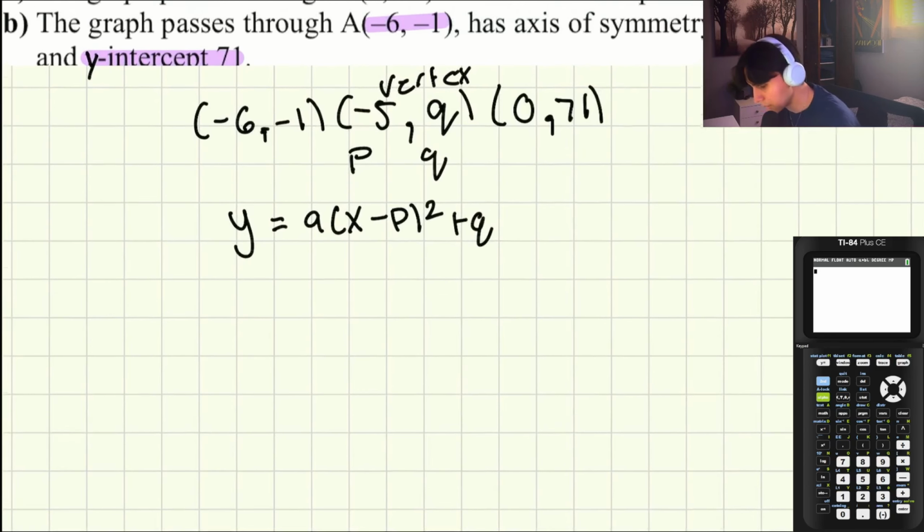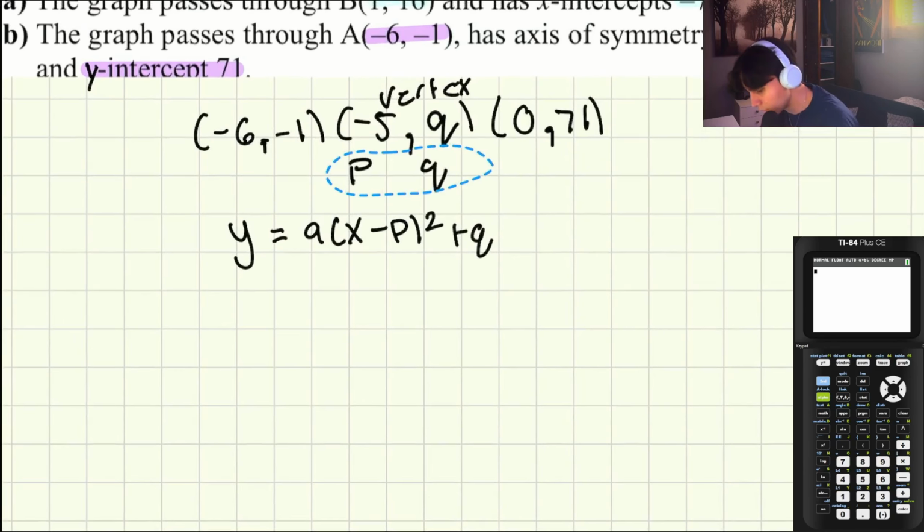Now what we can do is we can actually plug in our values. So I'm gonna label everything here. We have -6 as our x, -1 as our y, -5 as our p, and our q is going to be our unknown.